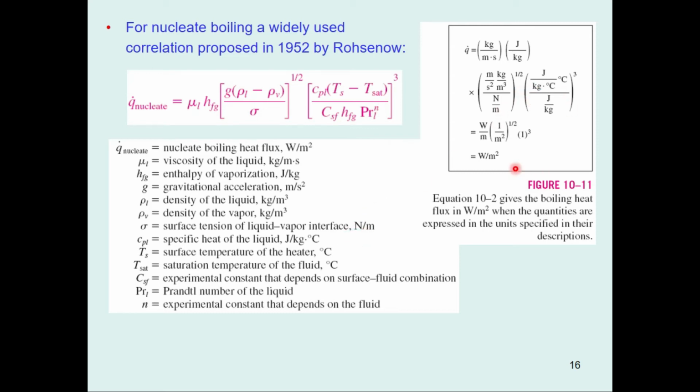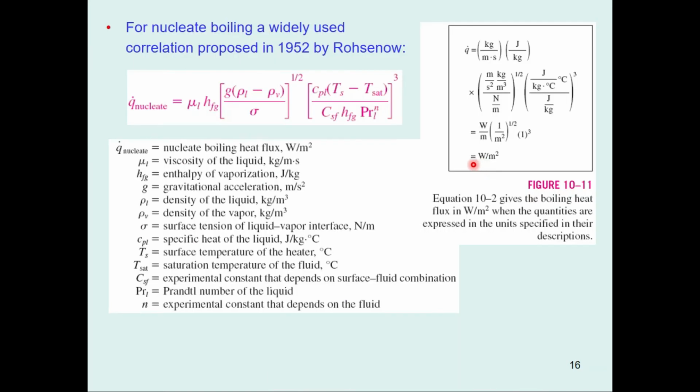So the right hand side is actually the explanation for the value of heat flux, which has a unit of watt per meter square. If you put the units of all the parameters into the right hand side, then ultimately after simplifying, you will have the unit of watt per meter square, which is the unit of heat flux.